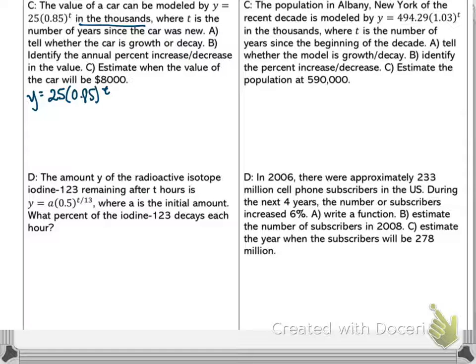So A, tell whether the car is following a growth or decay model. Well, obviously, if we look at the base of the exponent, it's 0.85. Well, that is smaller than 1. So for part A, we would say it is decay. All right. Part B, identify the annual percent increase or decrease in the value. Now, here's where a lot of people make a mistake. They look at the 0.85 and they say, oh, it's decreasing by 85%, but that's not actually true.